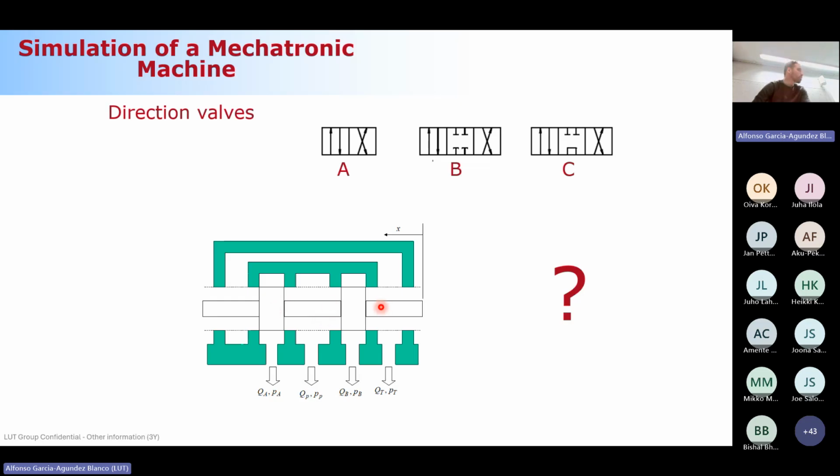Do you need me to review it now based on this idea to understand it better? So basically imagine that I move this spool to the left, okay? If I move it to the left, you have communication between the pump and A, and between B and T, okay? If I move it to the right, you have communication between A and the tank, and between the pump and B, okay? So basically, the representation of this valve would be this one, okay?